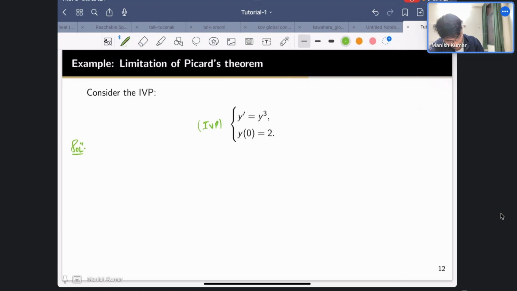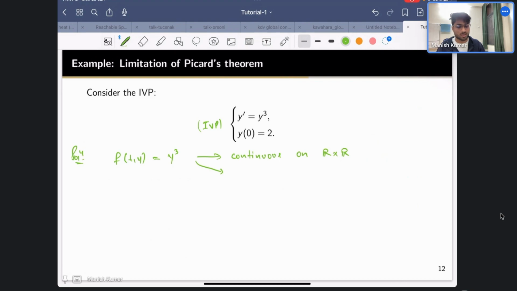Okay, let us first calculate the maximum interval that Peano's theorem gives us. What Peano's theorem tells you, so here what is f? f of t comma y is given by y cube. So it is constant with respect to time, it does not involve time. So it is clear that this function is continuous on R cross R. It is continuous everywhere, but it is not Lipschitz, it is locally Lipschitz.